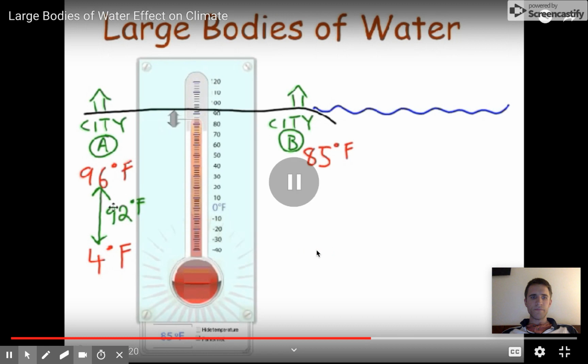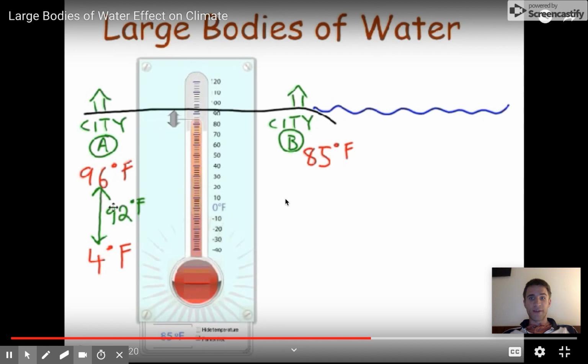In the wintertime... Pause. So why doesn't City B get as hot as City A? The same latitude, same altitude, because it's close to water. And the water that's right by it takes longer to warm up, right? So it's going to make this city be a lot cooler in the summer.